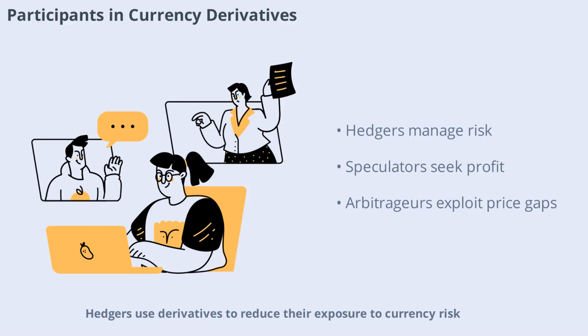Hedgers use derivatives to reduce their exposure to currency risk. Speculators try to profit from predicting currency movements, while arbitrageurs exploit price differences between markets. Each participant plays a vital role in ensuring liquidity, efficiency, and stability in the derivatives market.